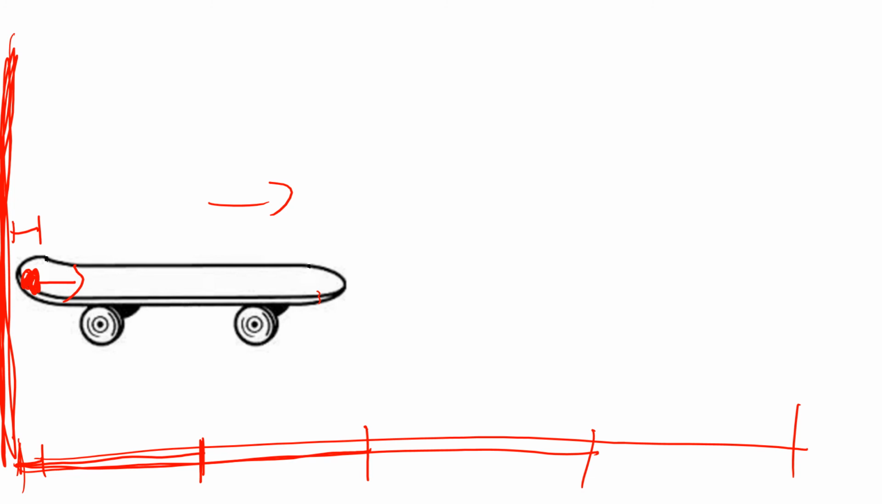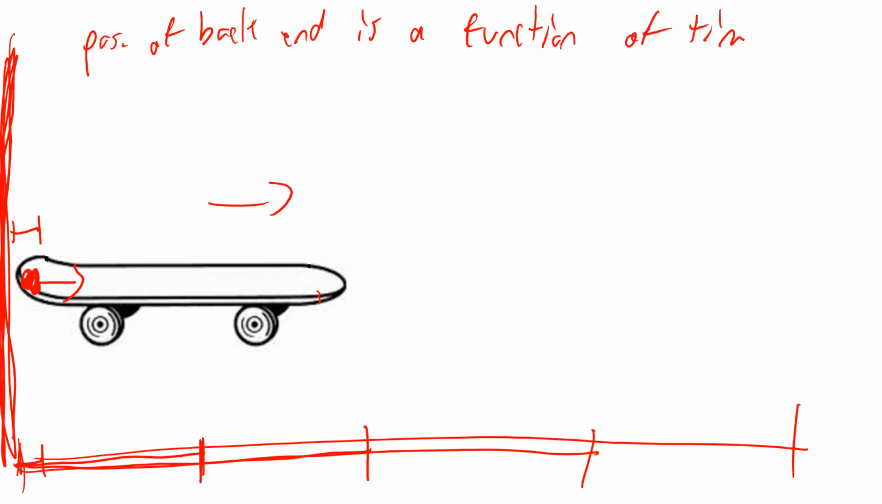So it's a function of time. The position of the back end is a function of time. That means there's a formula for the position of the back end. When I say position, I mean position relative to the wall. How far is it from the wall? There's a formula for that position that has only t's in it.